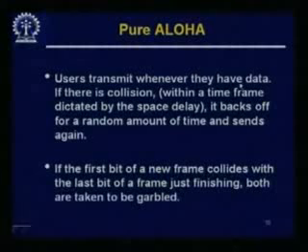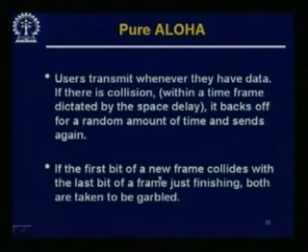So, since we cannot do it, we do not do it. We can do it of course, but it does not make too much sense, because 240 milliseconds is a lot of time in which a number of frames may be sent. So, we do not do any carrier sensing, we simply send whenever we have something to send, and then later on listen to the medium to find out whether or not there has been a collision. So, this is the pure Aloha protocol. Users transmit whenever they have data. If there is a collision within a time frame dictated by the space delay, the user backs off for a random amount of time and sends it again.